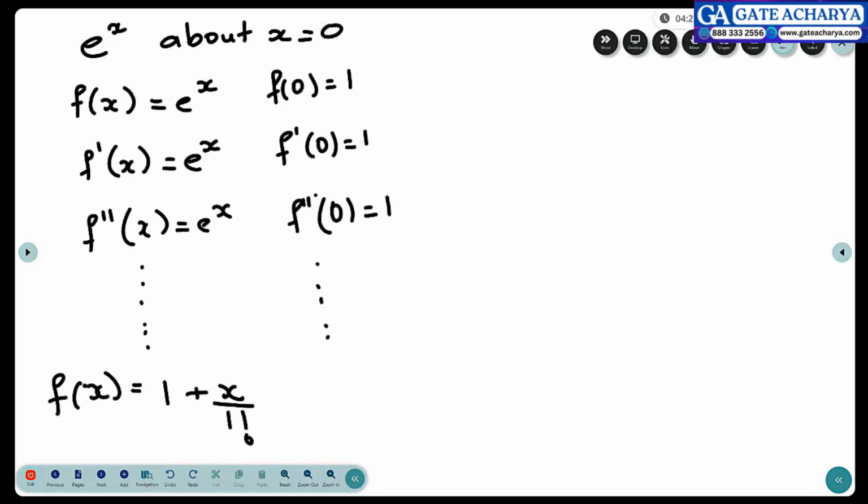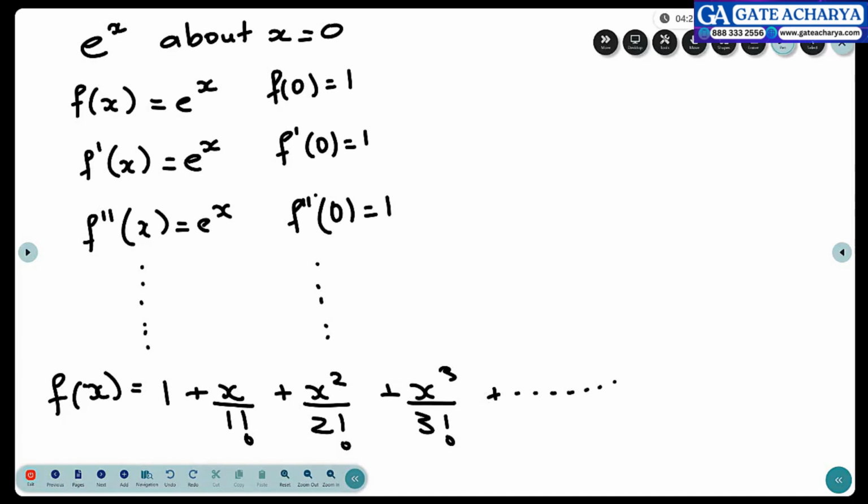What is f dash of 0? 1. So no need of writing into 1. Plus second derivative: x square by 2 factorial into the second derivative at 0. What is the value? Again 1. Like this it will go on. Next term will be x cube by 3 factorial into f triple dash of 0. What is that? Again 1. Like this it will go on up to infinity.